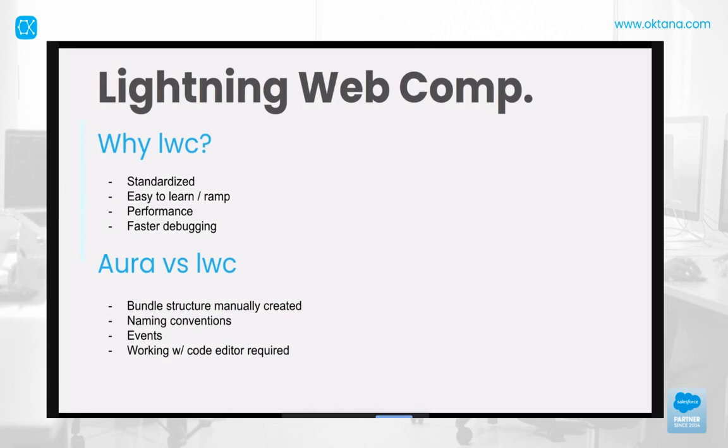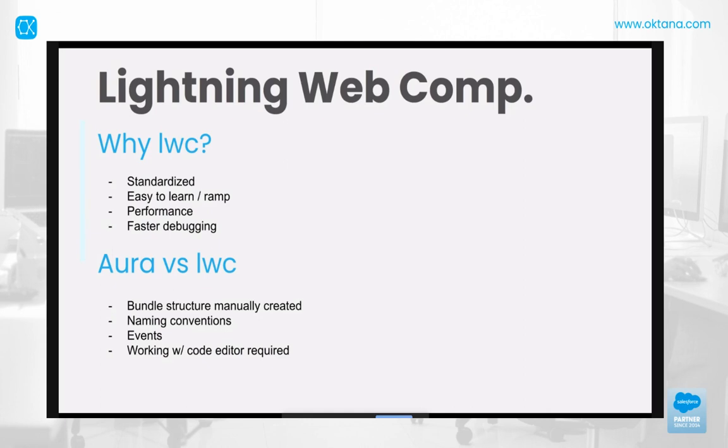Then Aura versus Lightning Web Components. Some things worth mentioning here are the differences in bundle structure. When we create an Aura component, we had all the bundle structure done by itself, and now here we have to create the HTML file, the JS file, the CSS file manually. Then naming conventions: in Aura components, for example, we used camel case, and here it is kebab case. Then the events, we are losing the events that we used to have in Aura components, the component event and the application event.